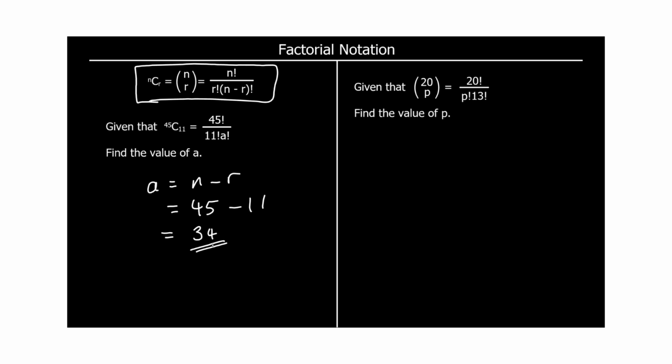Find the value of p. So this is different notation, but it means the same thing. So this is 20 choose p. So we know 20 is n, r is p, and n minus r is 13. So 20 minus r equals 13, or 20 minus p even, equals 13. p must be 7.